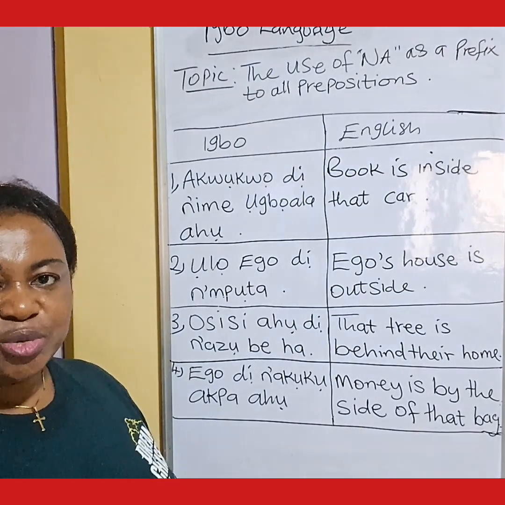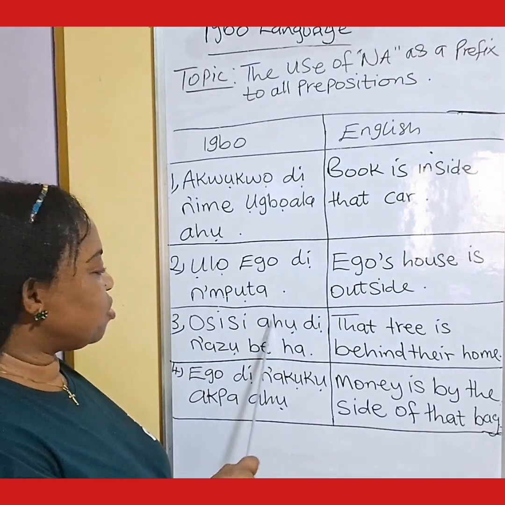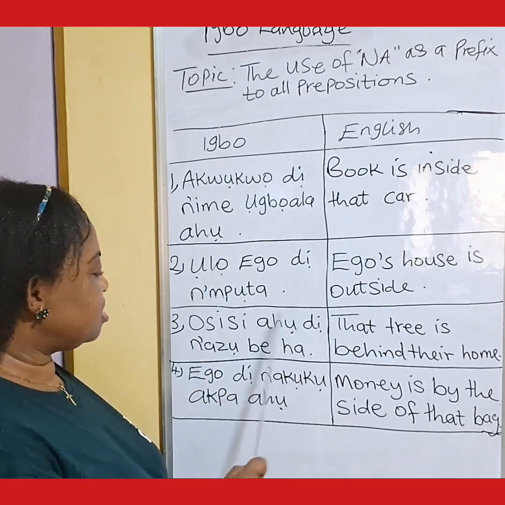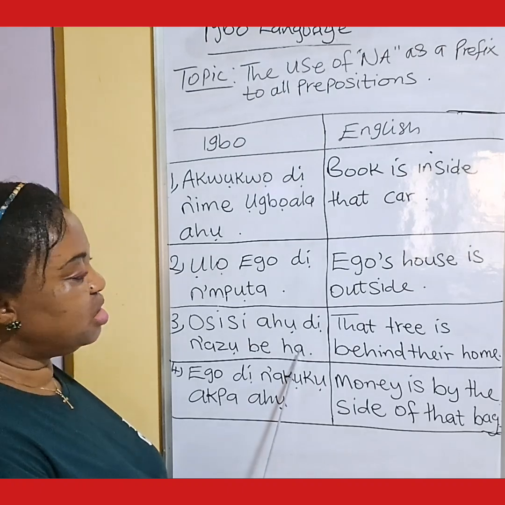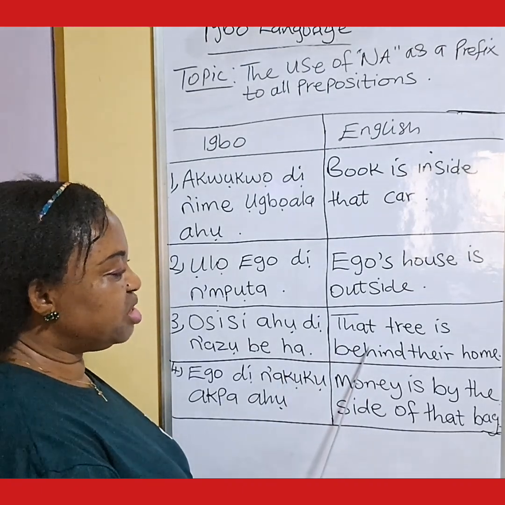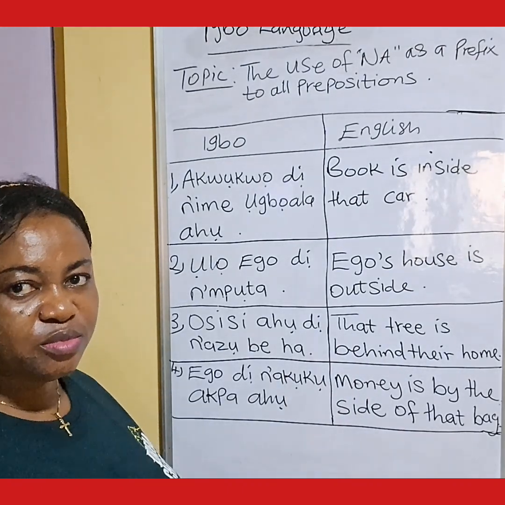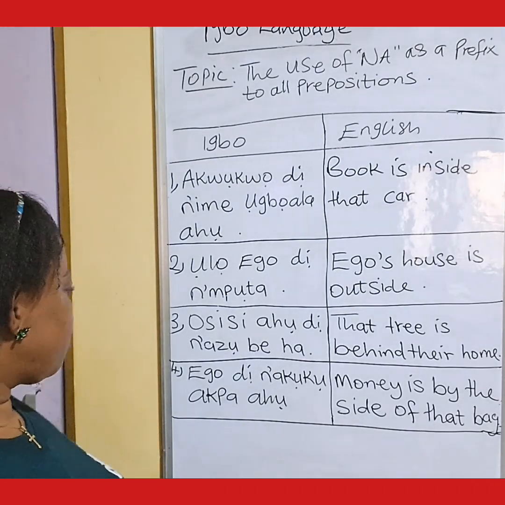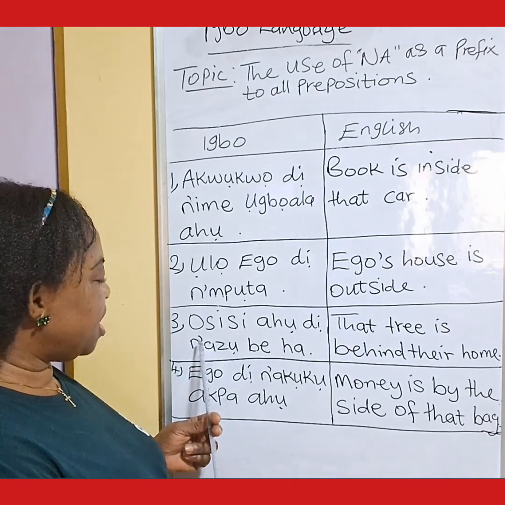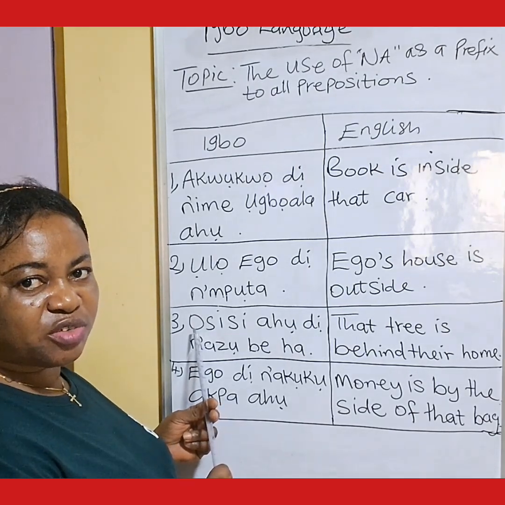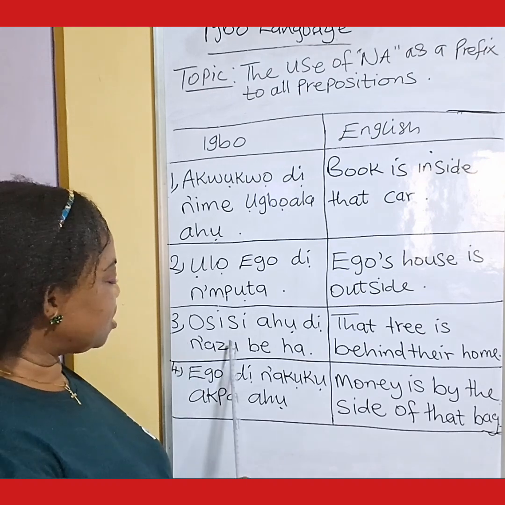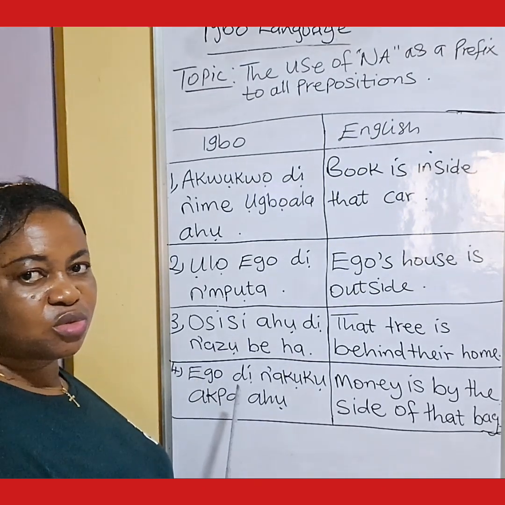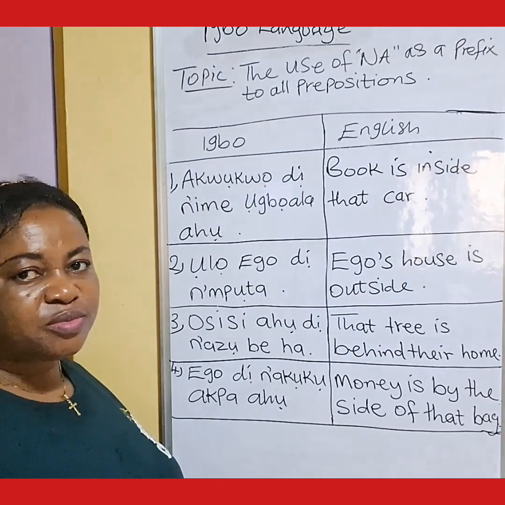The 3rd example says, osisi ahụ dị n'azụ be ha. Meaning, that tree is behind their home. Be ha means home. You can see that here we remove a and put an apostrophe. It becomes n'azụ and not na azụ. Class, say n'azụ.